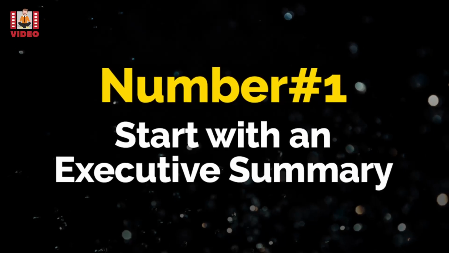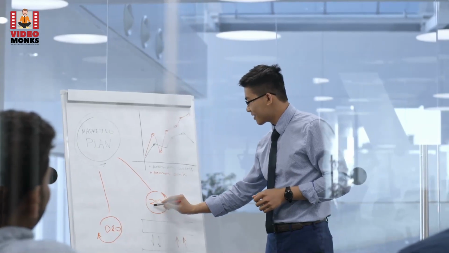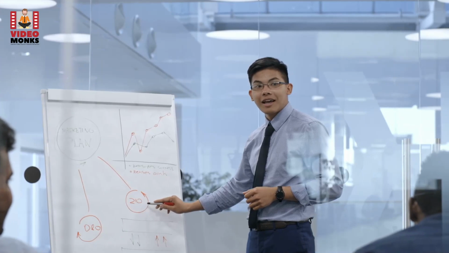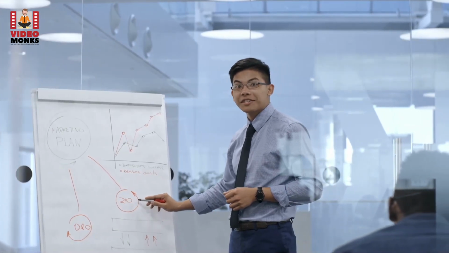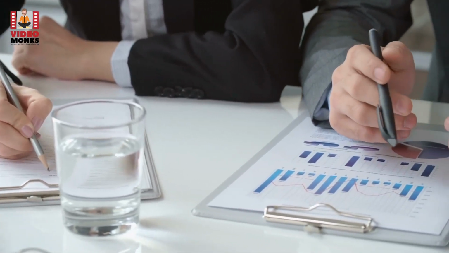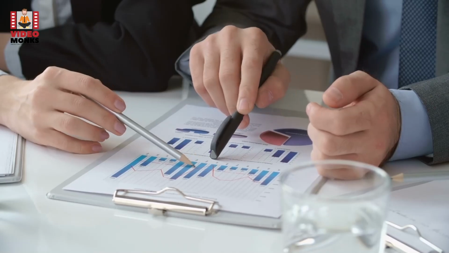Number 1. Start with an executive summary. The executive summary is a comprehensive overview of the problem you solve, your target market, product and service details, your team, financials, and your funding needs. Generally written as a 1 or 2-page document, it's the first thing an investor will ask for before proceeding with the rest of your business plan.